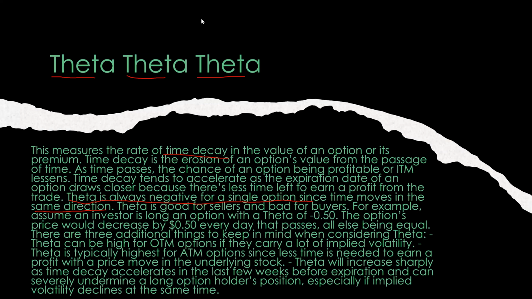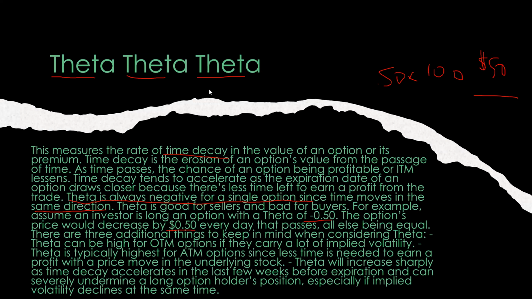So for example, assume an investor is long an option with a theta of negative 0.50. The option's price would decrease by 50 cents a day. Times that by 100, because we're options traders, so that is decreasing $50 a day. All being equal, there are three additional things to keep in mind when considering theta.